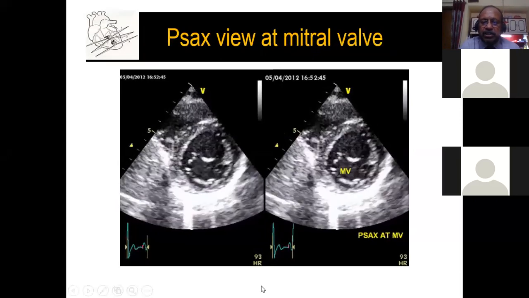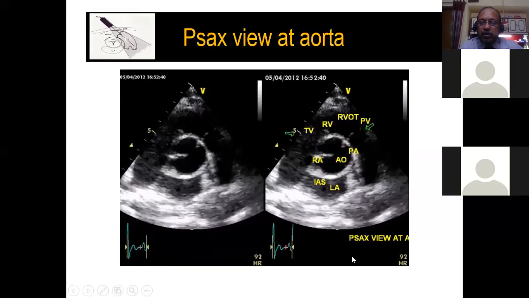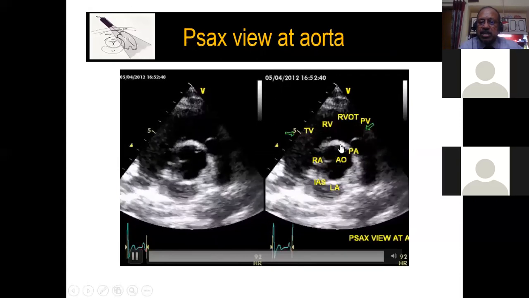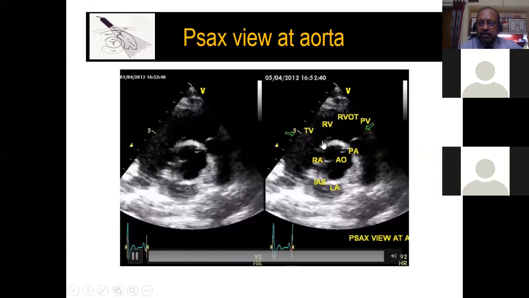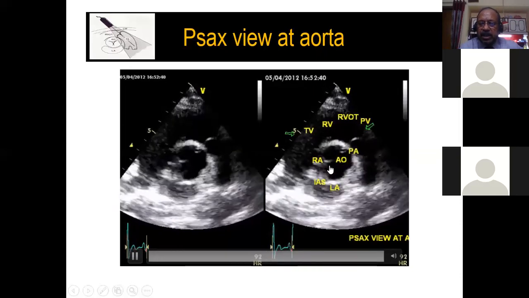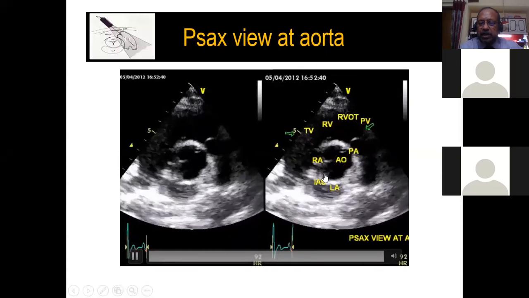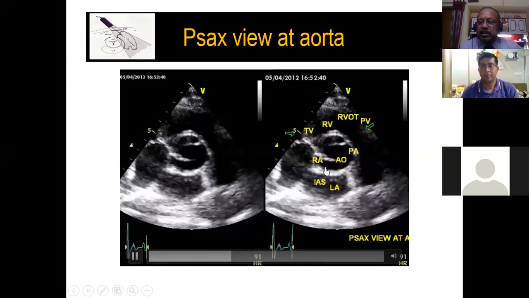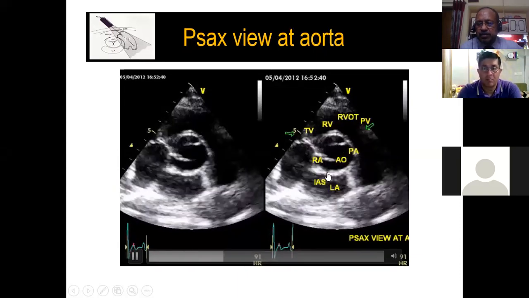This is the parasternal short axis view at aorta. What does this view tell us? This view tells us the aortic valve has three cusps. This is the right coronary cusp where the right coronary artery arises. This is the left coronary cusp where the left coronary artery arises. And this is the non-coronary cusp, because God has given only left and right coronary arteries, and no artery has been given in this particular cusp. We call it the non-coronary cusp.